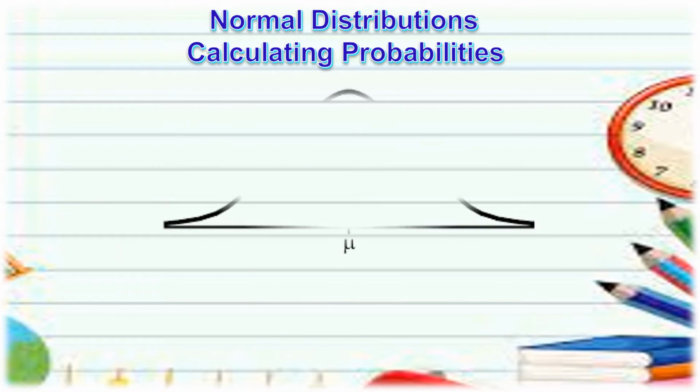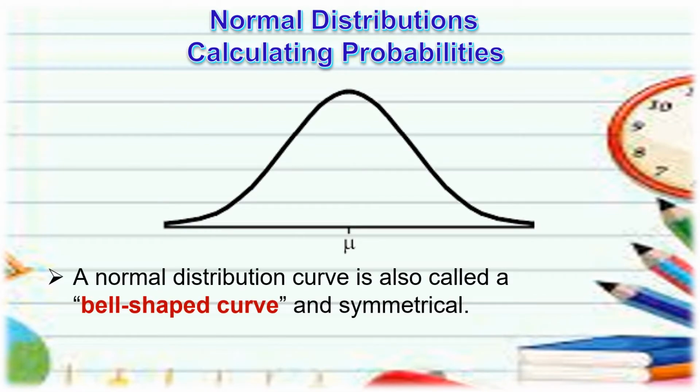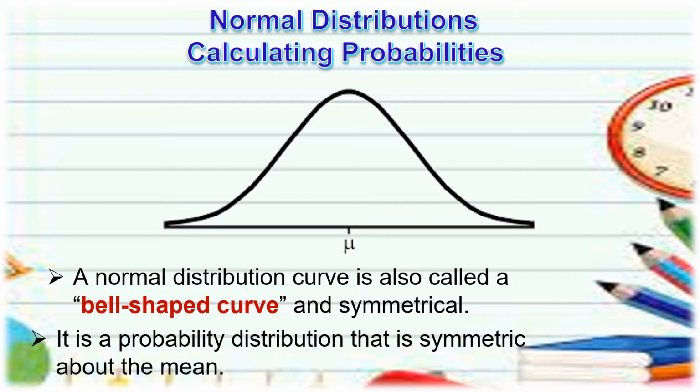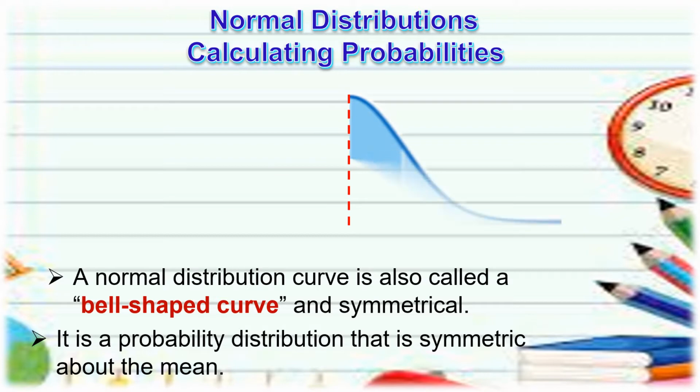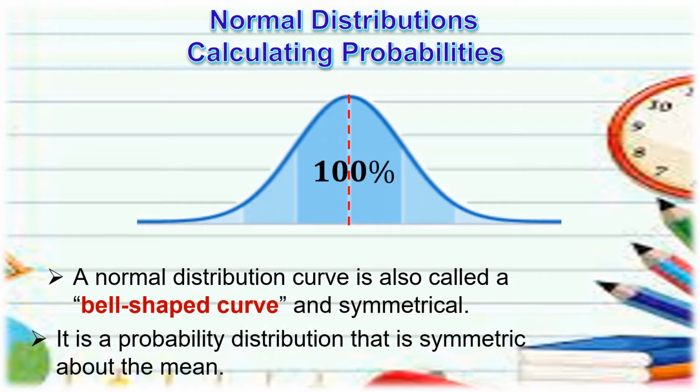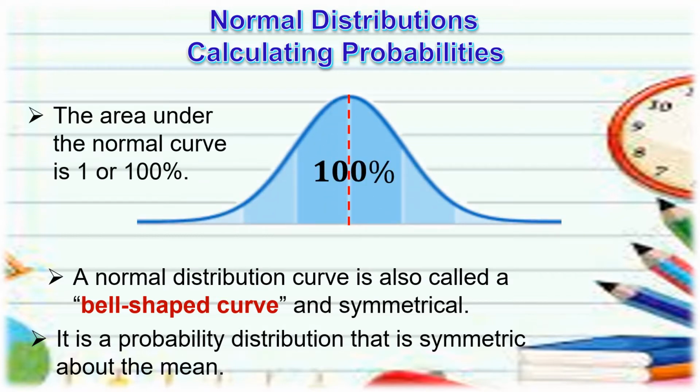Now let us take a look further at the normal curve. A normal distribution curve is also called a bell-shaped curve and is symmetrical. It is a probability distribution that is symmetric about the mean. And the area under the normal curve is 1 or 100%.